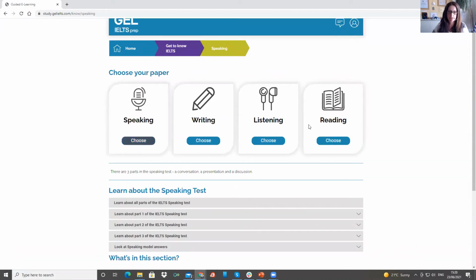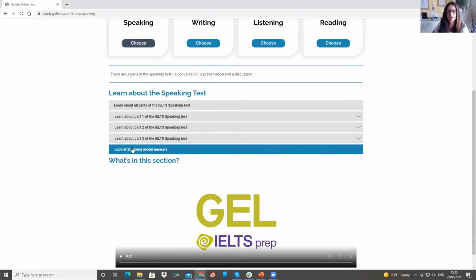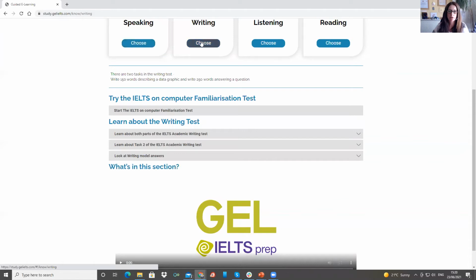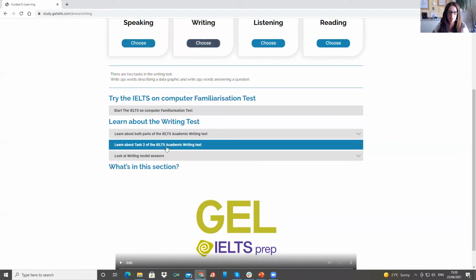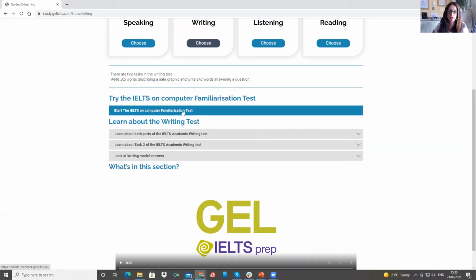For example, for speaking, you can find and learn about the different parts of the test, and you can also look at speaking model answers. For writing, you can learn about both parts of the test and also access the model answers here. Additionally, you can use this button here to try the IELTS on computer test.